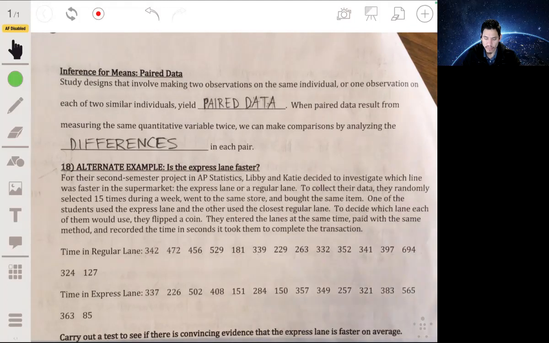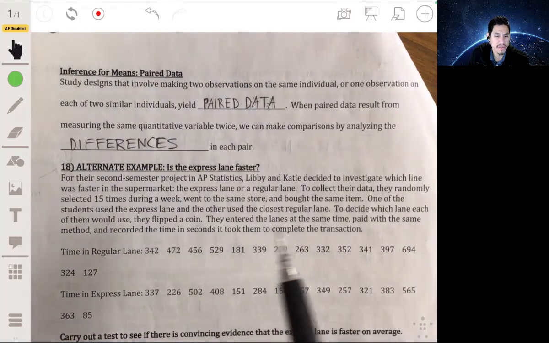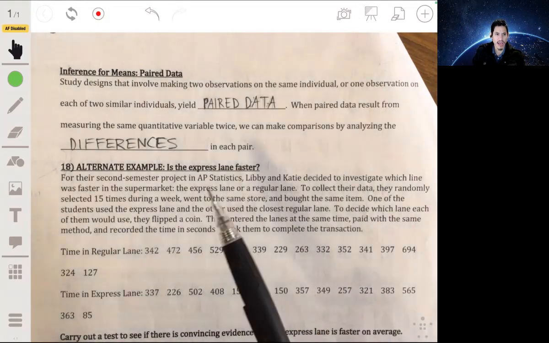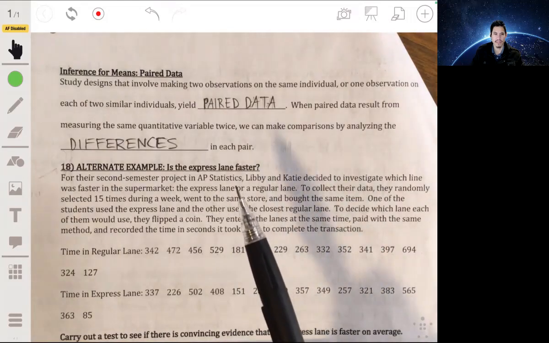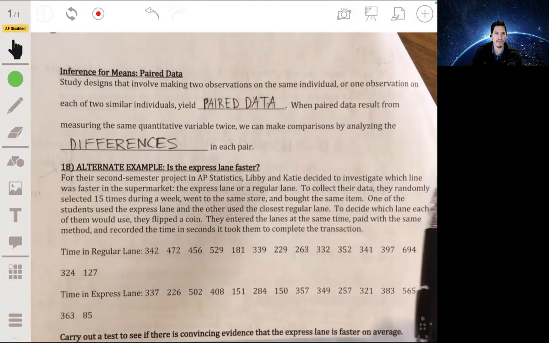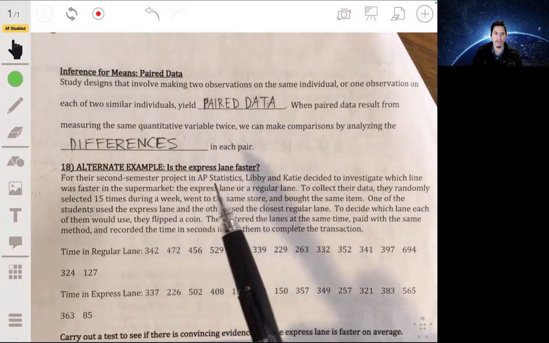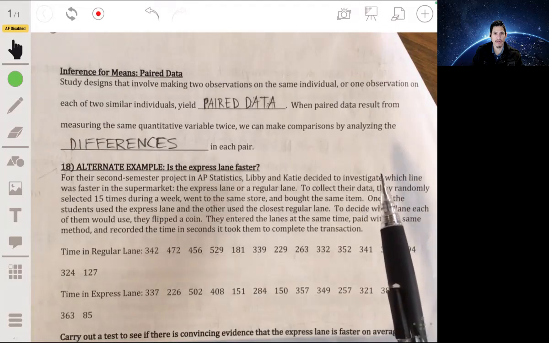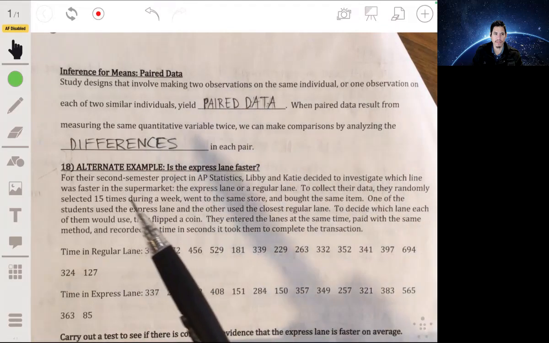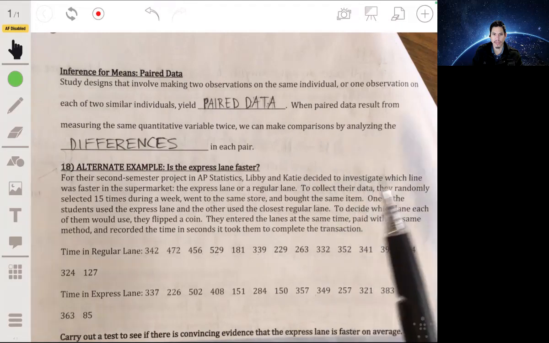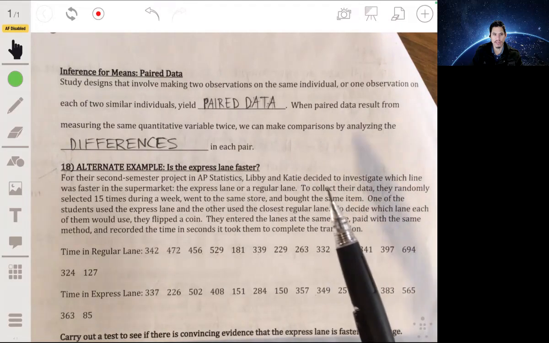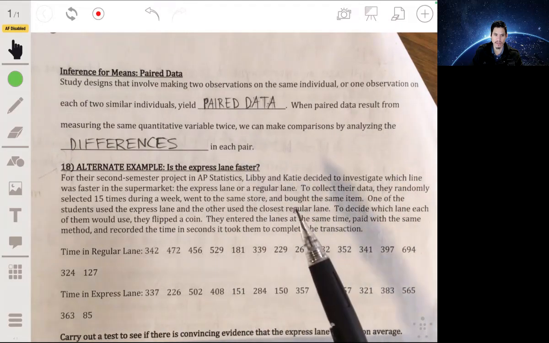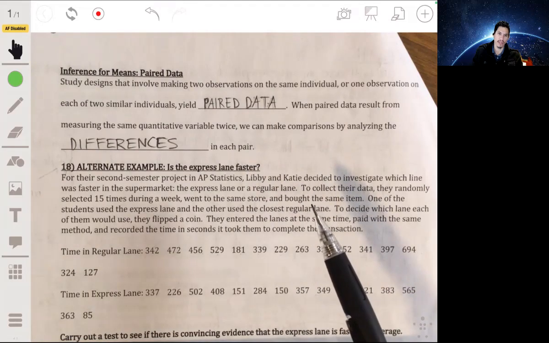So we're going to go through this example so we can really understand how this works. In this example, we have these two students, Libby and Katie. They have a project in their AP stats class, and they want to see which line was faster in the supermarket. Was it the express lane or the regular lane? So they collected their data by randomly selecting 15 times during a week, went to the same store, bought the same item, and one student used the express lane and the other used the regular lane.